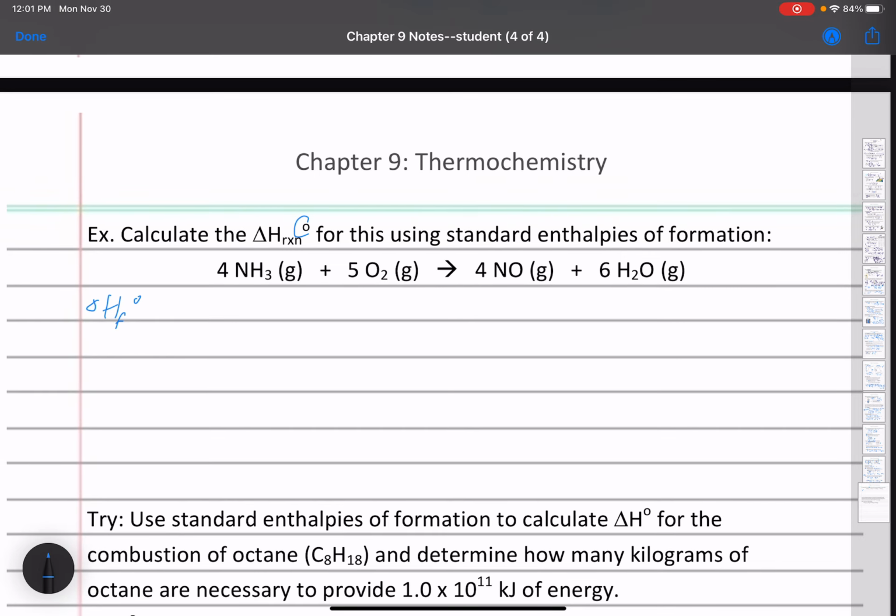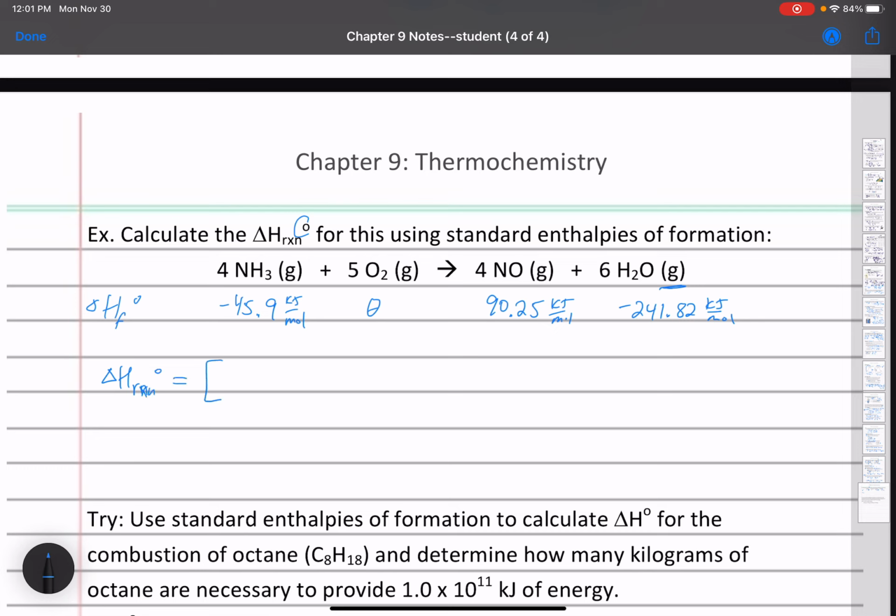So for ammonia, NH3, the heat of formation is negative 45.9 kilojoules per mole. For oxygen, it's 0. It's not a compound, it's just an element, so it has 0 heat of formation. For NO, it's 90.25 kilojoules per mole. And for water, in the gaseous state, so I guess it's steam and not water, it's negative 241.82 kilojoules per mole.